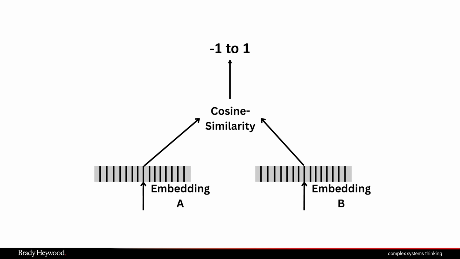Under the hood, it looks a bit like this, where we take in 2 embeddings, and we put them through a cosine similarity function, and that will return a number from -1 to 1, where -1 means that the embeddings are completely in opposite directions, and 1 means that they're in the same direction, or they're parallel.